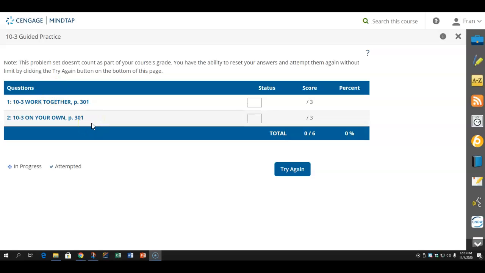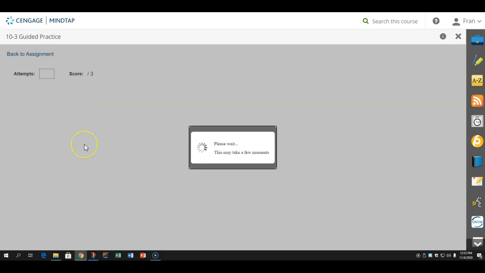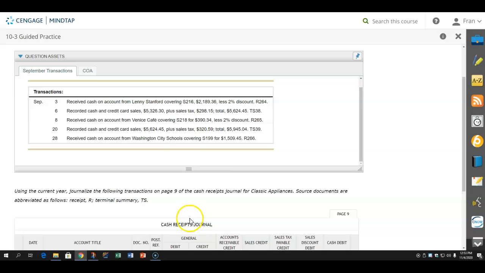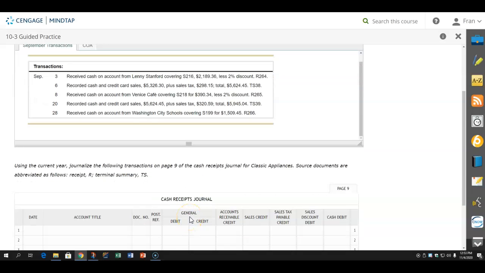Okay, we're going to do 10-3 work together. And for this one, we are now going to be working with a cash receipts journal. The cash receipts journal is going to be, of course, the exact opposite of a cash payments journal. Instead of recording all the payments that we make in cash, we're going to be recording all the receipts that we make in cash, which are going to be based on our sales, because that's how we receive money in a business. So we have to be careful.